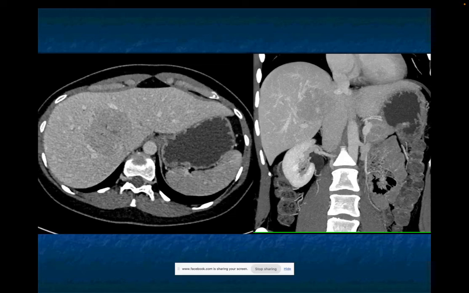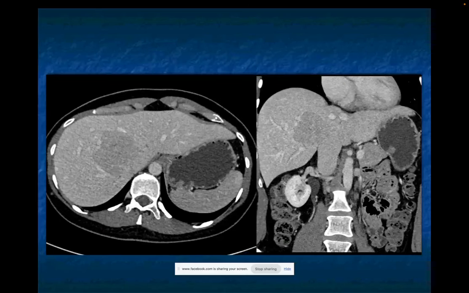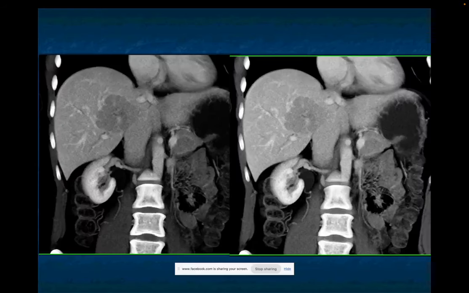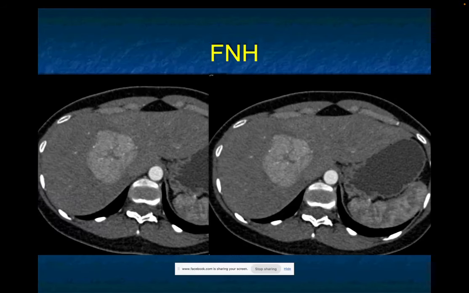This case was unusual because you can see the lesion, it's low density with the scar. Could it be hepatic adenoma? It could be, but I just don't like the way it enhances on the arterial phase. And this ended up being biopsied, but this was focal nodular hyperplasia and an atypical appearance.